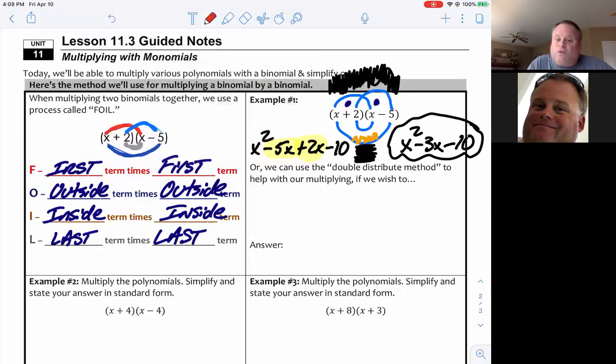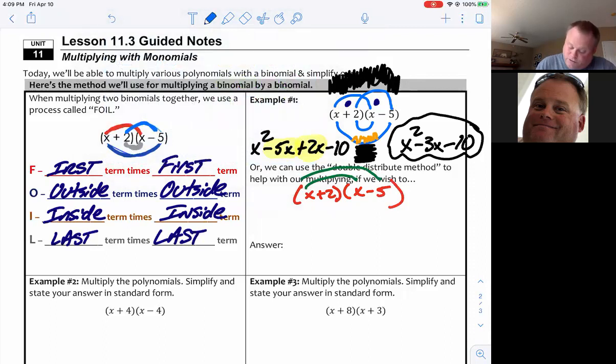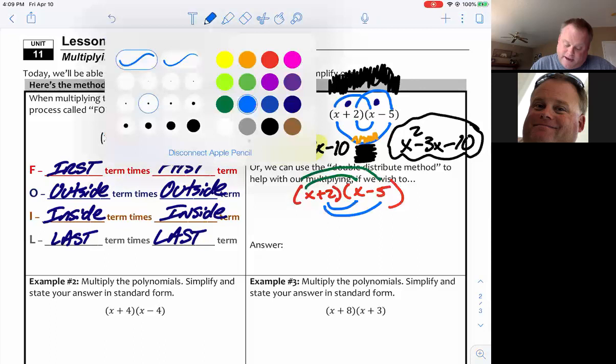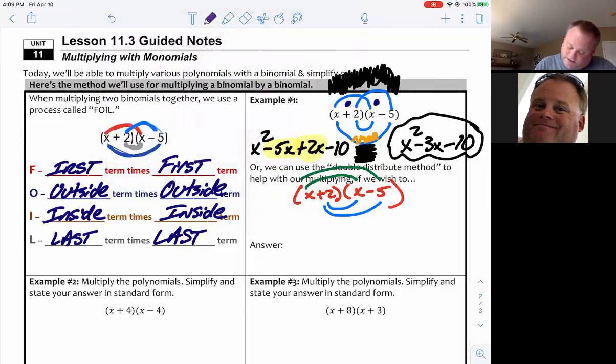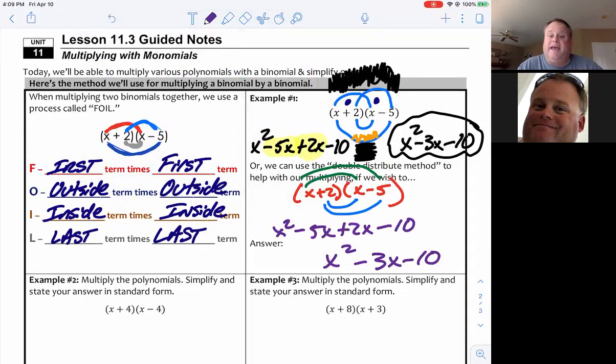Now, there's another way to do it, and this could be easier for some of you, and I will do it right now for you. And that is, you can double distribute. Okay, what I mean by that is this. I can distribute the x with the x and the x with the -5. And then, since it's a double distribute, I can distribute the 2 with the x and the 2 with the -5. And at the end of the day, it's the same idea, okay? So if I distribute the x with the x, that becomes x squared. x with the -5 becomes a -5x. The 2 with the x becomes positive 2x. And the 2 with the -5 becomes -10. And once again, I end up with the same answer, okay?